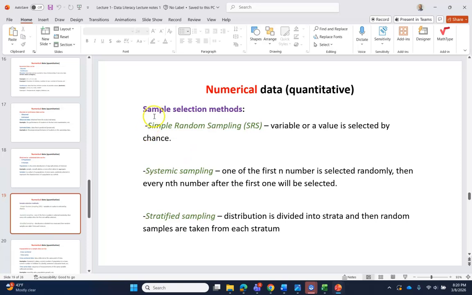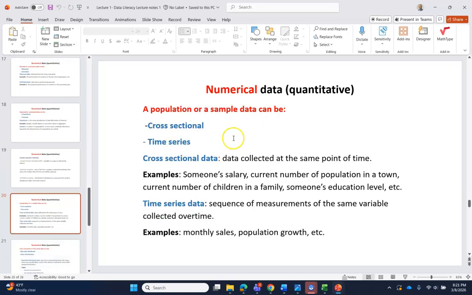So here we can look at the number of ways of selecting a sample. So we can use simple random sampling. So values will be selected by chance, but also we can select our sample data by using systematic sampling or stratified sampling and many other ways. So your data can be small, or we can say sample data or big data. But also we need to ask, is your data time series or cross-sectional?